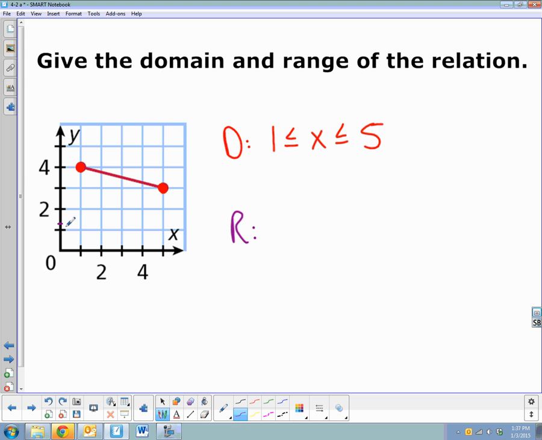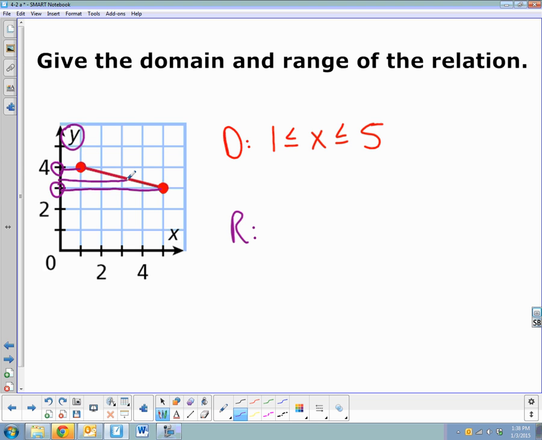Okay, so range values. If I look here, if we turn our heads a little bit, 1 does not cross the graph. 2, nope, nothing there. 3, yep, it hits it right at 3. 4, yep, gets to 4. 5, no. So that means that our range values, our y values, remember we're looking at the y values now for the range, could be 3 or 4, or again, anything in between.